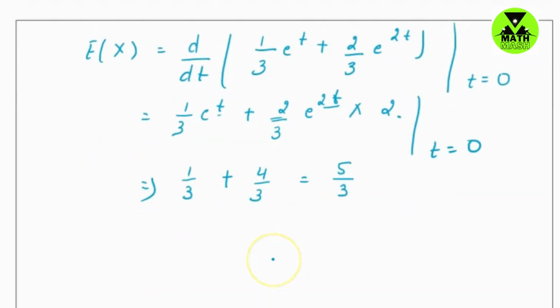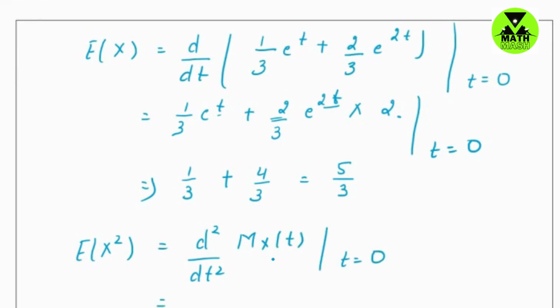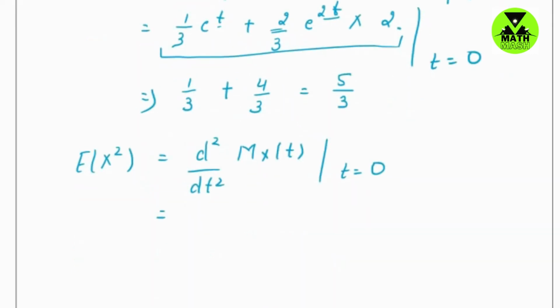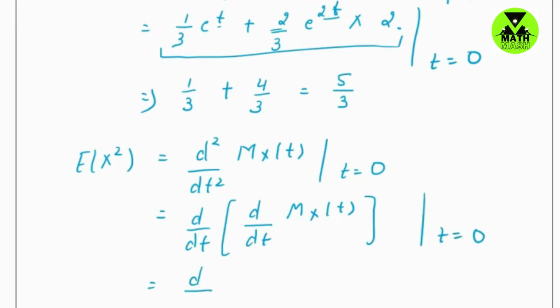Similarly, we can find the expected value of x square. For the expected value of x square, we have to differentiate the moment generating function M_X(t) two times, and then plug in t equals 0. One time differentiation of the moment generating function is this one, so we use this term as it is. So this is d/dt of the first differentiation of the moment generating function, and then finally plug in t equals 0. The one time differentiation is 1/3 e^t plus 2 into 2, which is 4/3 e^(2t).